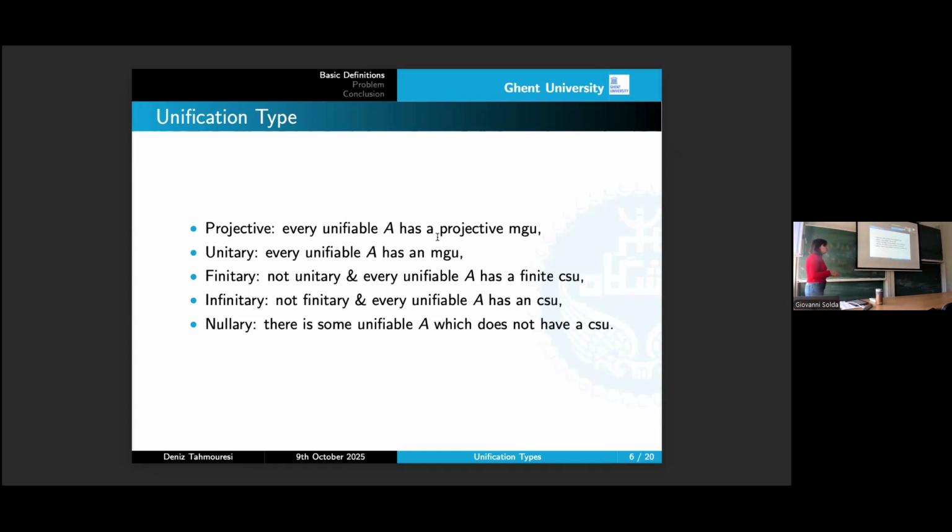And it is finitary when the cardinality of this set is finite, and infinitary when we can characterize the complete set of unifiers, but the cardinality is infinite. And at the end, we say it is nullary when there is a unifiable A which does not have a complete set of unifiers.